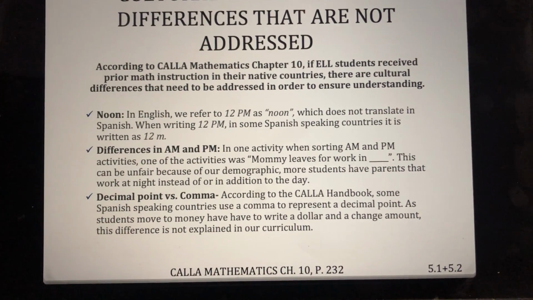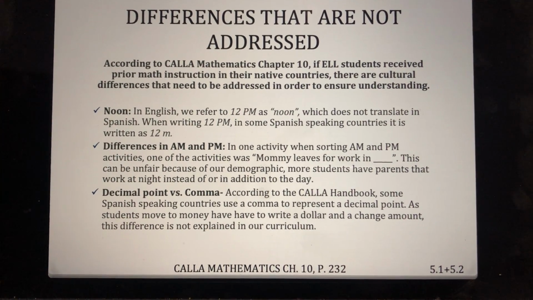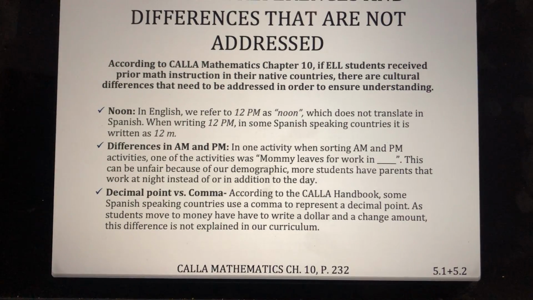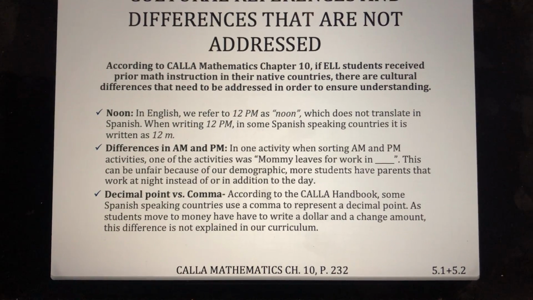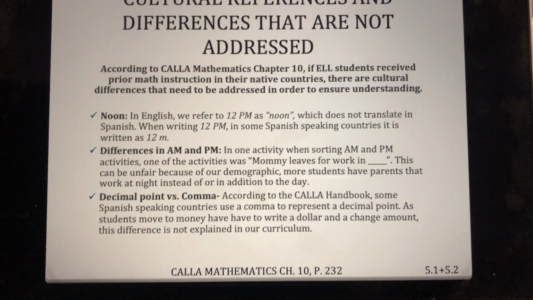The term noon. In English, we refer to noon as 12 p.m. and we say the word noon. But in Spanish, they don't write 12 p.m. They actually write 12 m. A cultural difference in AM and PM.